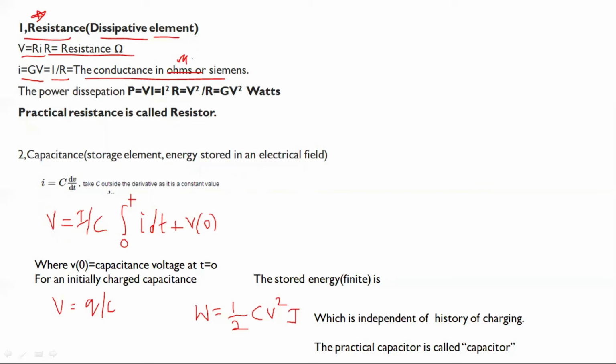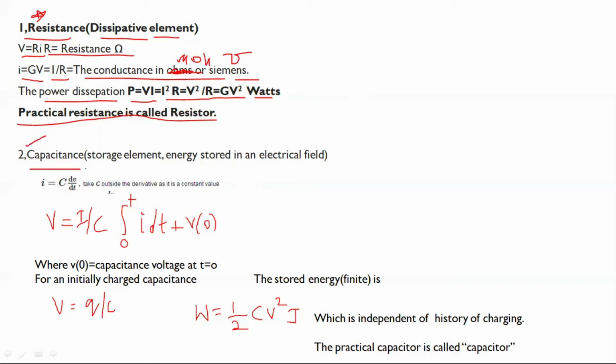Conductance is measured in Siemens also. Siemens is the name of the scientist. Mho is measured in Siemens also. The power dissipated is P is equal to VI, I squared R, or V squared by R, or G V squared. Practical resistance is called a resistor.